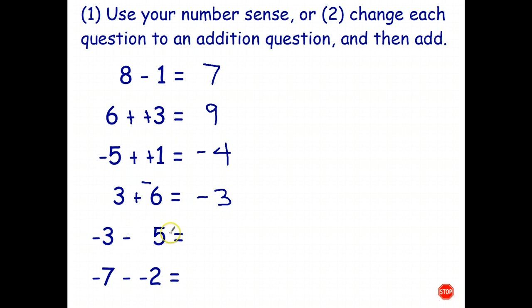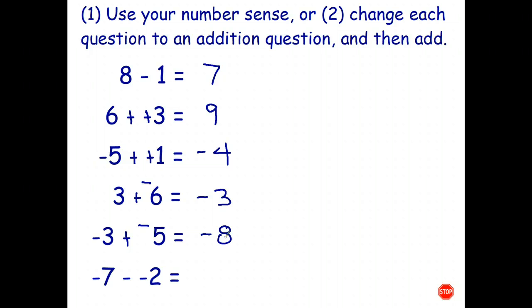Similarly, I can think of this one. I'm at -3 on a number line. I've got to go back 5. That puts me at -8. Or change that to add the negative. If I add 2 bills together, I just get a bigger bill. So therefore, I get -8.